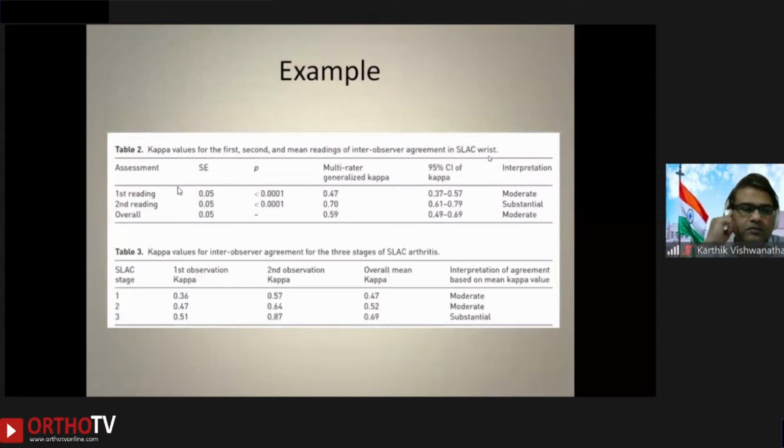Another example. You can see the p-values are significant, and also the 95% confidence interval of the kappa value and the interpretation. You can see the first reading and the second reading. In the second reading, the kappa value increases significantly. Also, this is for SLAC wrist, or scapholunate advanced collapse. Then you look at various stages, and you can see the maximum agreement amongst the observers is for stage 3, with less agreement in stages 1 and 2.